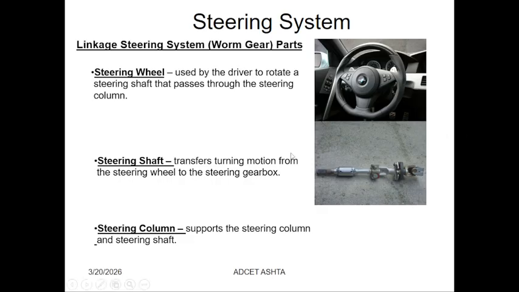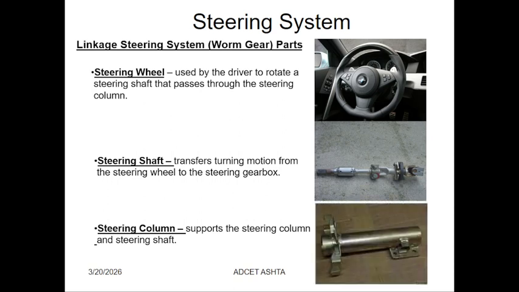So the second image shows the steering column and shaft. So we can control it, and the steering wheel is used by the driver to rotate in whichever direction we want to move this vehicle. So this image shows the column, then the shaft, and then the wheel.